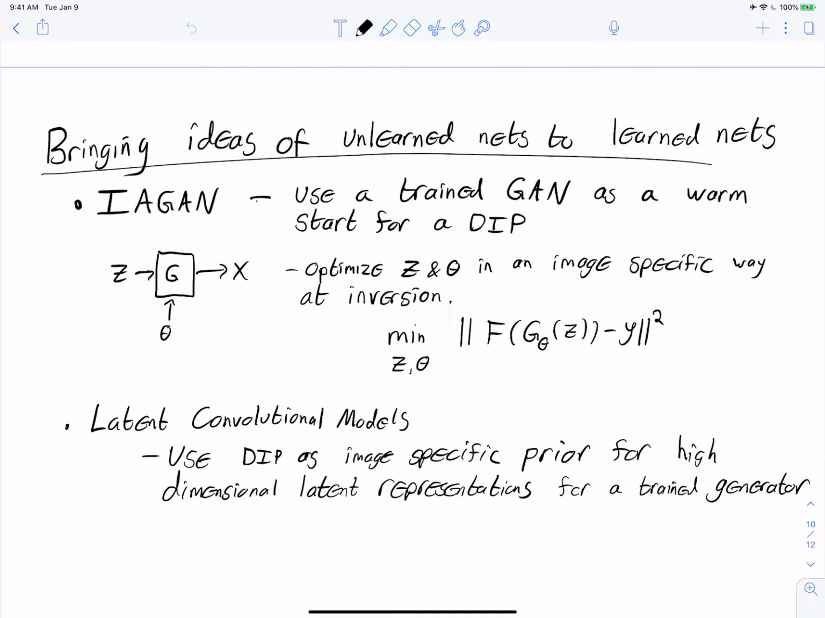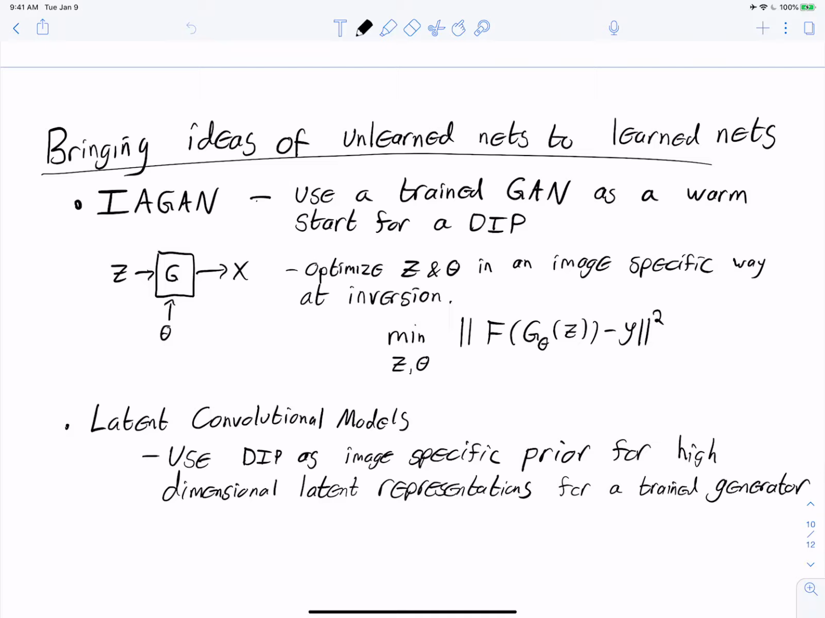Now, the final paper that I want to mention is the latent convolutional models paper. And in this paper, what they do is they use the deep image prior as an image-specific prior for the latent representations of images.